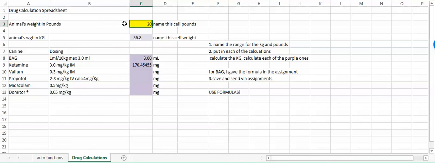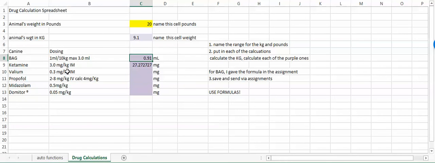But the purpose of this is to come up with a spreadsheet that all you have to do is type in the animal's weight in pounds, and it's going to do all these nice calculations for setting up. These are your various medications that could be used in pre-surgical and used to induce anesthesia in your patient. And this is the only tricky one, using the if statement.